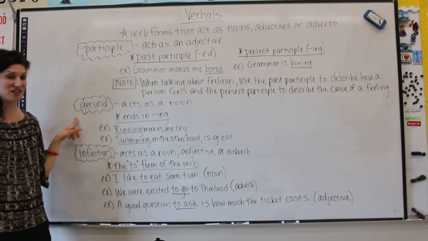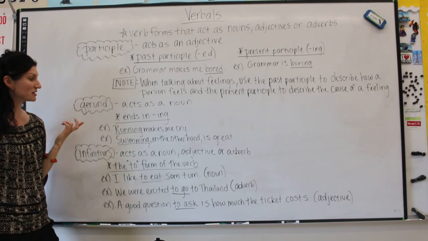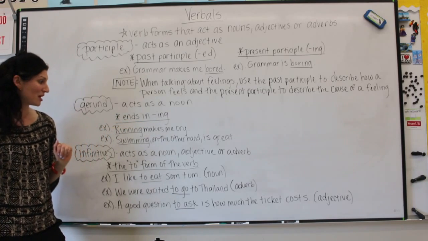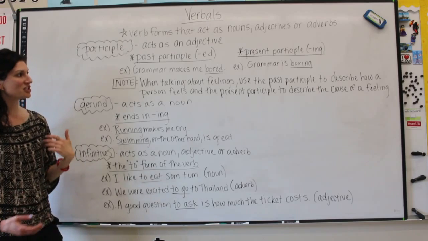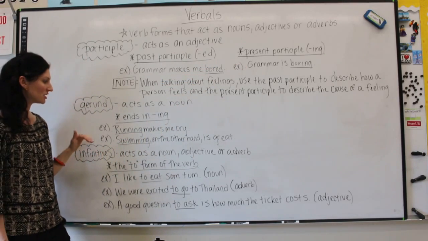Now let's move on to gerunds. Gerunds are verb forms that act as nouns. They also end in ing. But like I said, they're not functioning as adjectives. Gerunds function as nouns. So let's take a look at the example.